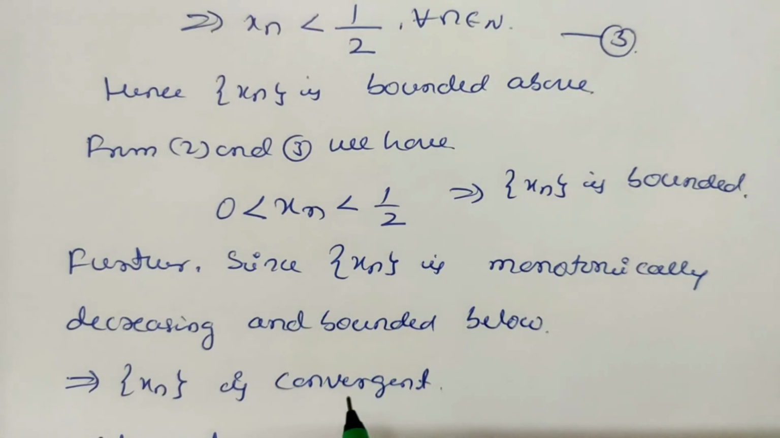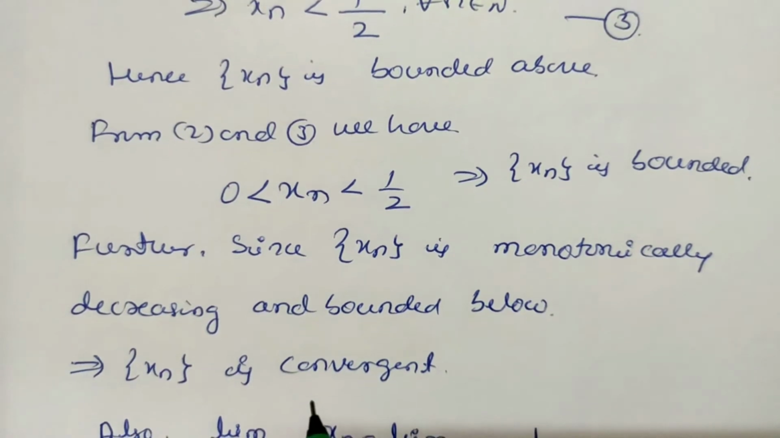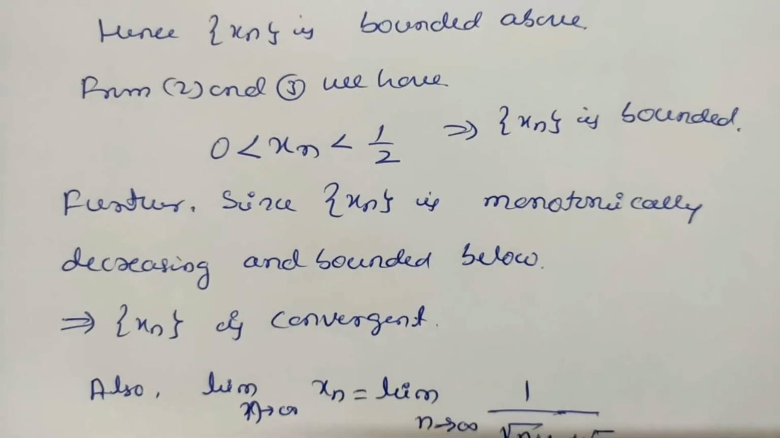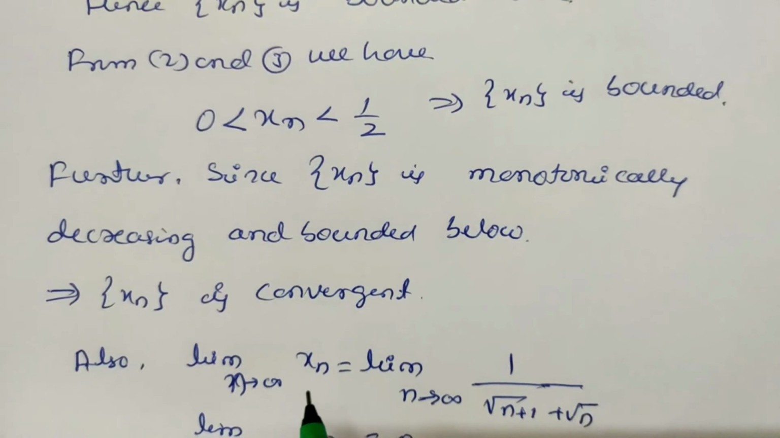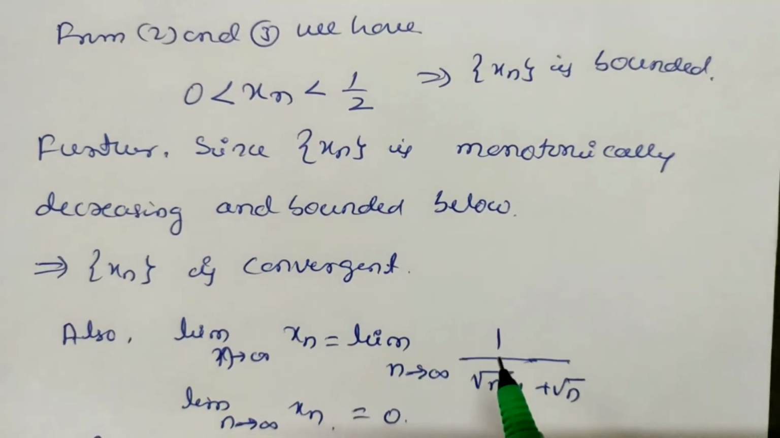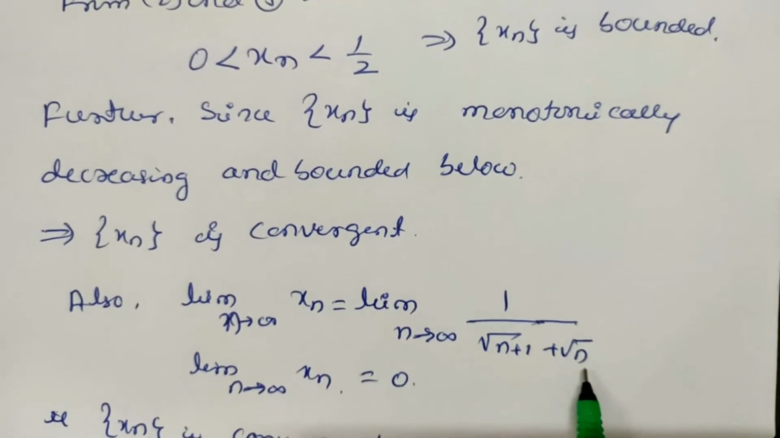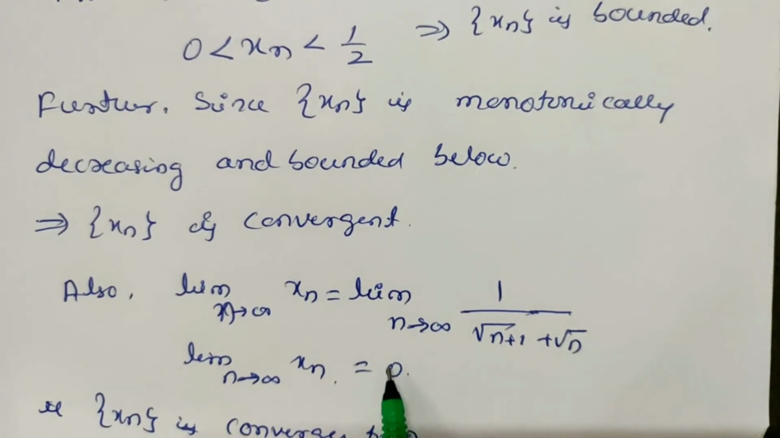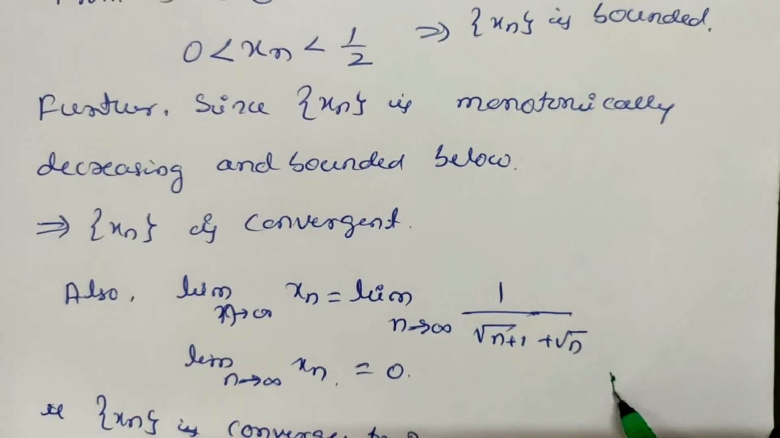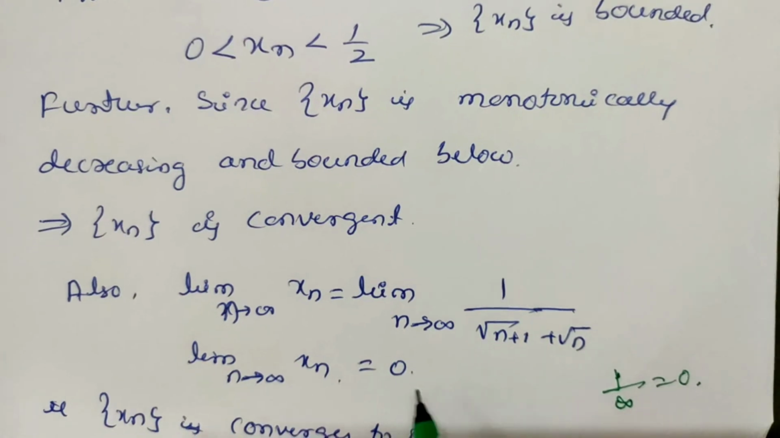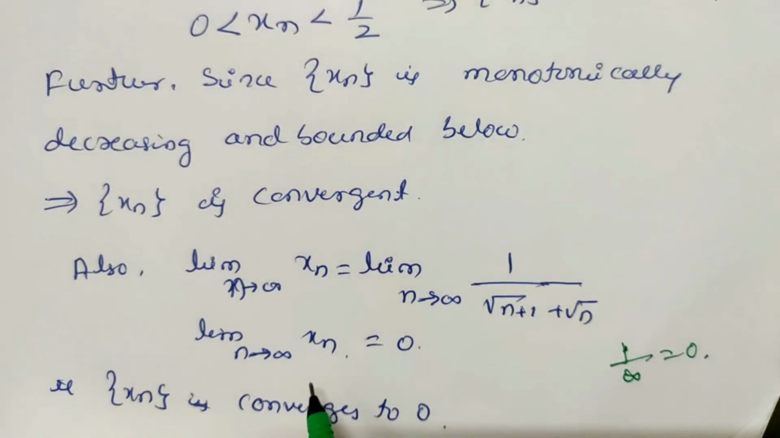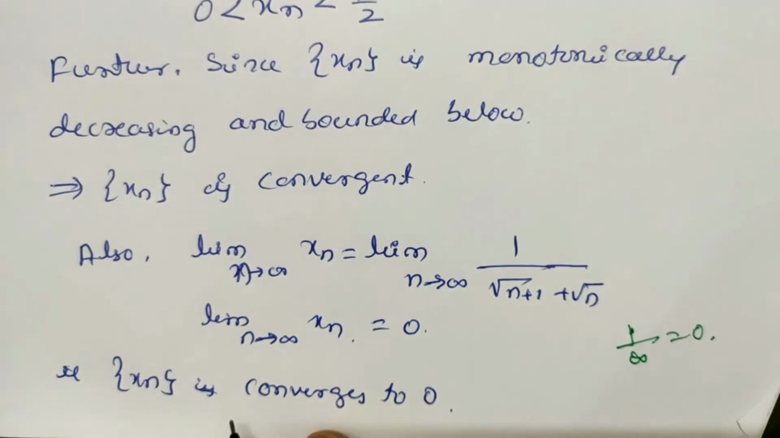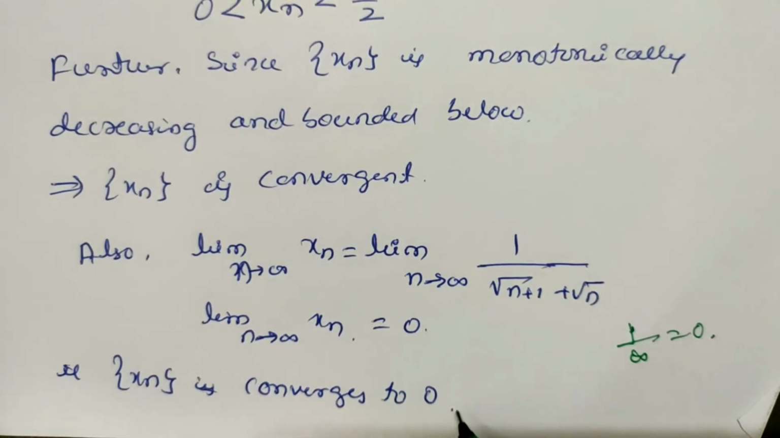This is the statement of a theorem we have seen. So this implies the sequence xn is convergent, and let us find its limit also. Limit as n tends to infinity of xn is equal to limit as n tends to infinity of 1 divided by root of n plus 1 plus root n. When you substitute n equals infinity, it becomes 1 by infinity, which is 0, because the denominator is infinity. So the limit as n tends to infinity of xn is 0, and this implies the sequence xn converges to 0.